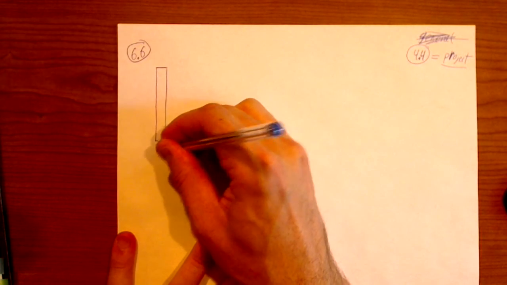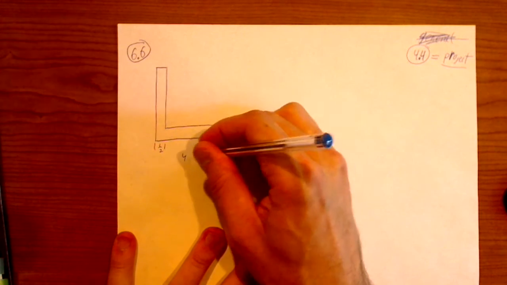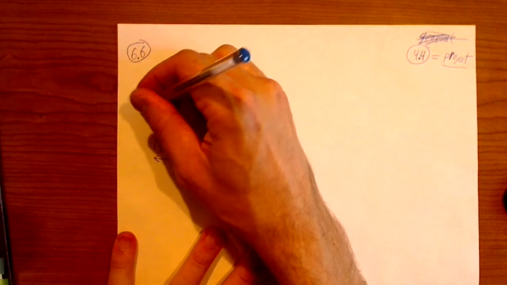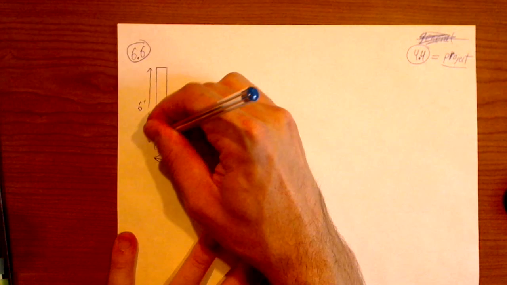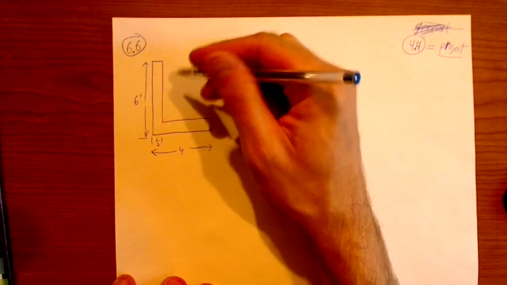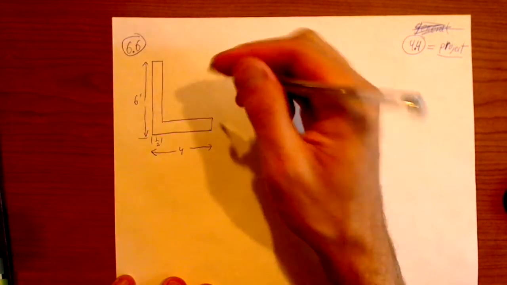It's a 1/2 inch, there to there, 4, there to there, and 6, here, there, there. Okay, so I have this weird shape. It's not a perfect rectangle, so we have to figure out what we're going to do with it.